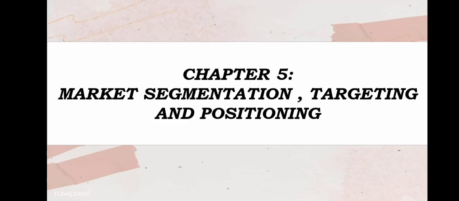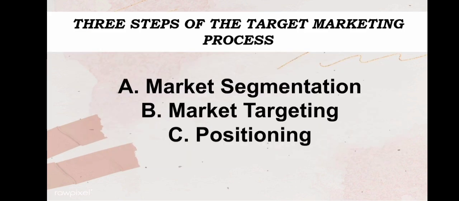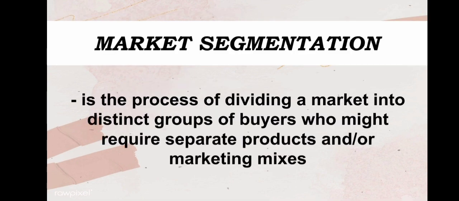Chapter 5: Market Segmentation, Targeting, and Positioning. So, a market is the set of all actual and potential buyers of a product. It is an area in which commercial dealings are conducted. There are three steps of the target marketing process. First is market segmentation, second is market targeting, and third is positioning.